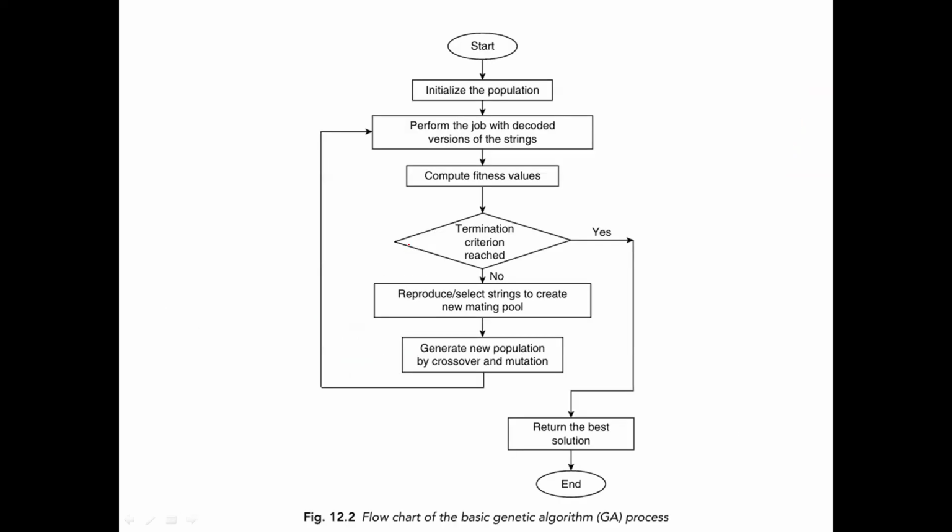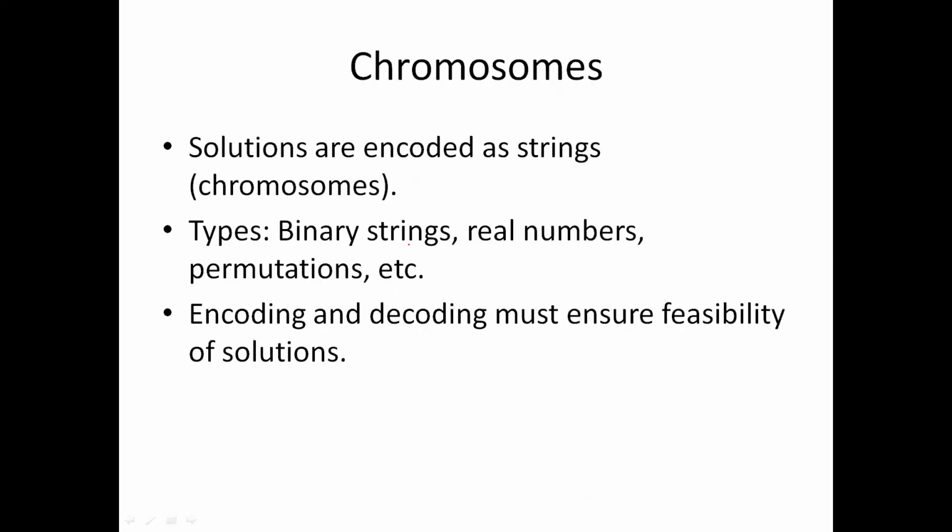So it is the same thing as the graph, with only a little change from textbook to textbook. Initialize the population, decode the strings, compute the fitness value, and check whether it reached the termination value. Then we reproduce: select the strings to create a new mating pool, create a new population by crossover and mutation, go back, encode the new set of population, and do the same thing again. Once it converges, we return the best solution. So I hope this is clear. Okay. So this was what we learned about chromosomes. So we need all the solutions.